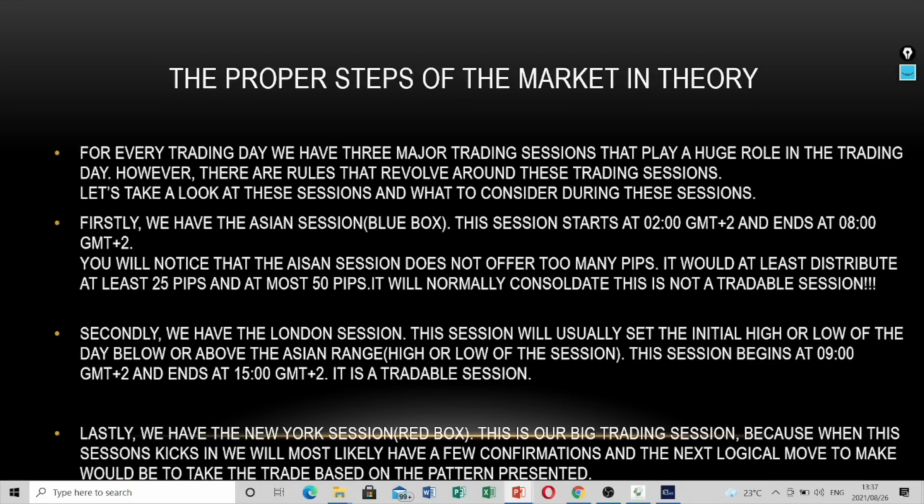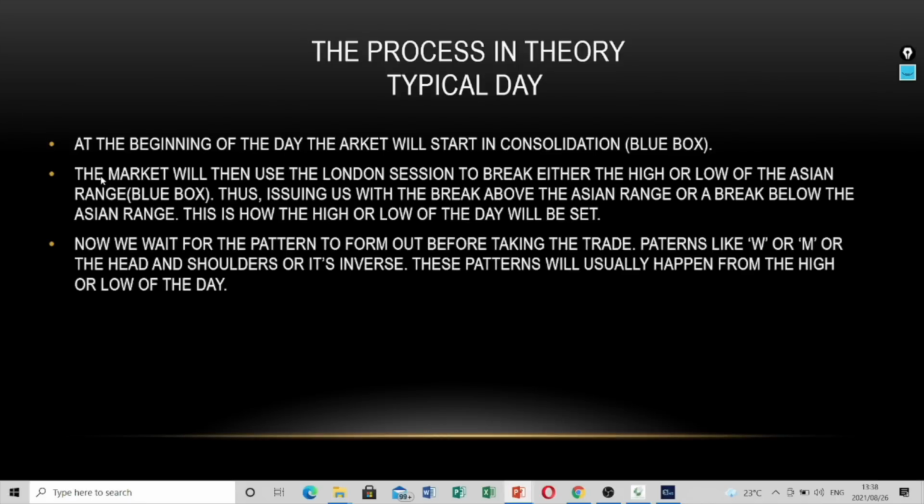All right, let's take a look. Now, in theory, this is what it says. The process in theory: at the beginning of the day, the market will start in consolidation in the blue box, the Asian range. The market will then use the London session to break either the high or low of the Asian range, thus issuing us with a break above the Asian range or a break below the Asian range. This is how the high and the low of the day will be set.